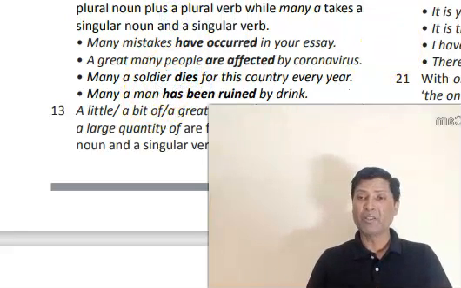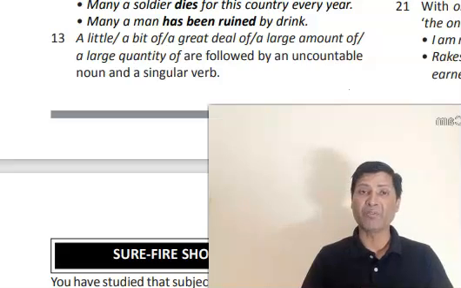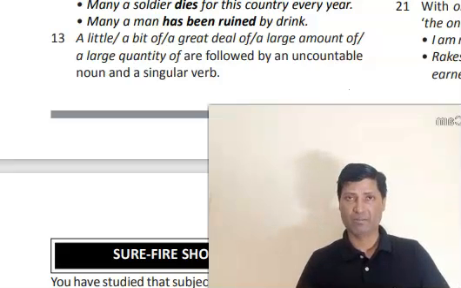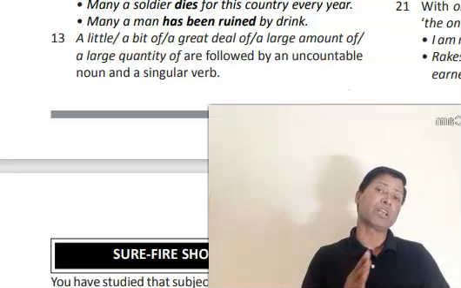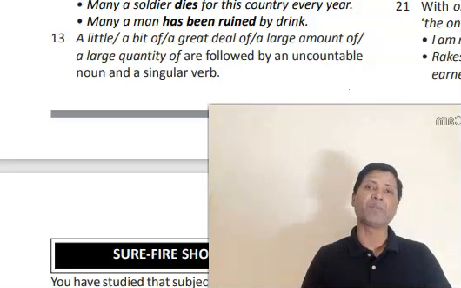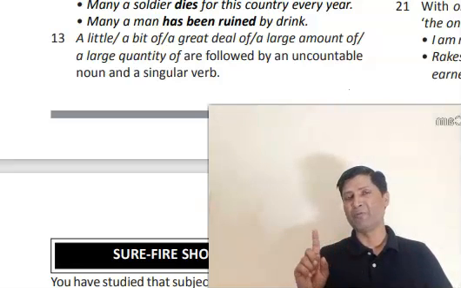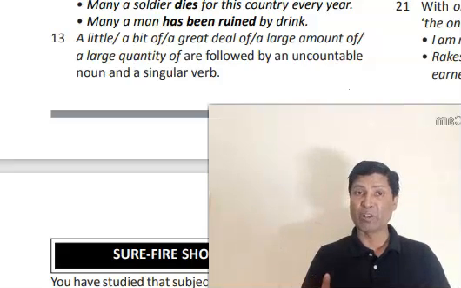Now look at rule number 13. A little, a bit of, a great deal of, a large amount of, a large quantity of are determiners, and these determiners always come only before uncountable nouns. Because they are coming before uncountable nouns, they will be followed only by a singular verb.